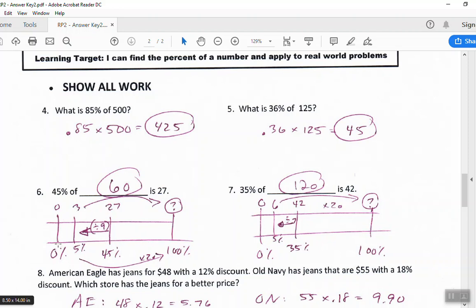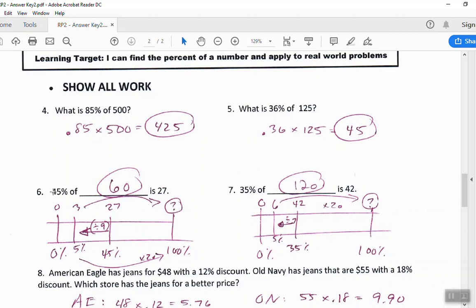I knew I have 0%. I know I have 100%. So those are kind of the bookends of my double number line. I also know that 0% of anything is going to be 0, and 100% of something will be it. But that's what we're trying to figure out. That's why I put a question mark.